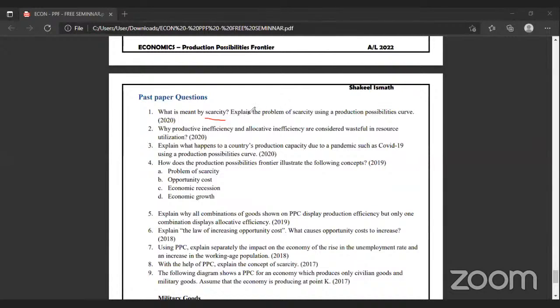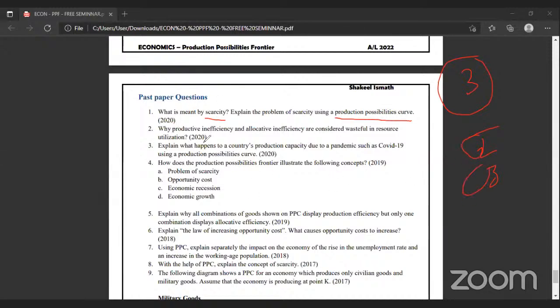If you don't study this one, right? What is meant by scarcity? You know, economics always talks about scarcity. And explain it using the production possibility curve. Mostly, I said there are 3 sub-chapters in the first unit. Most of the questions are coming from the second and third part. I said production possibility and the economic system.